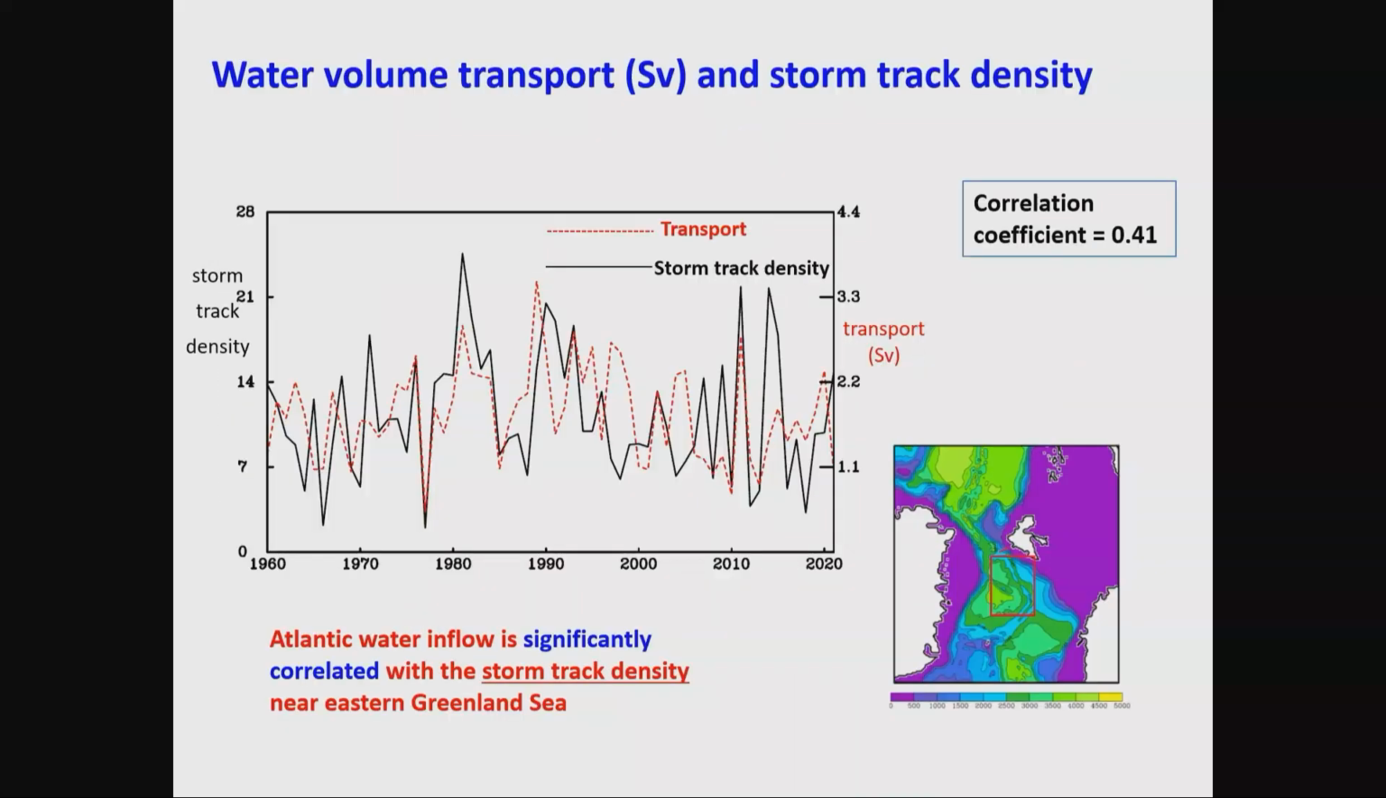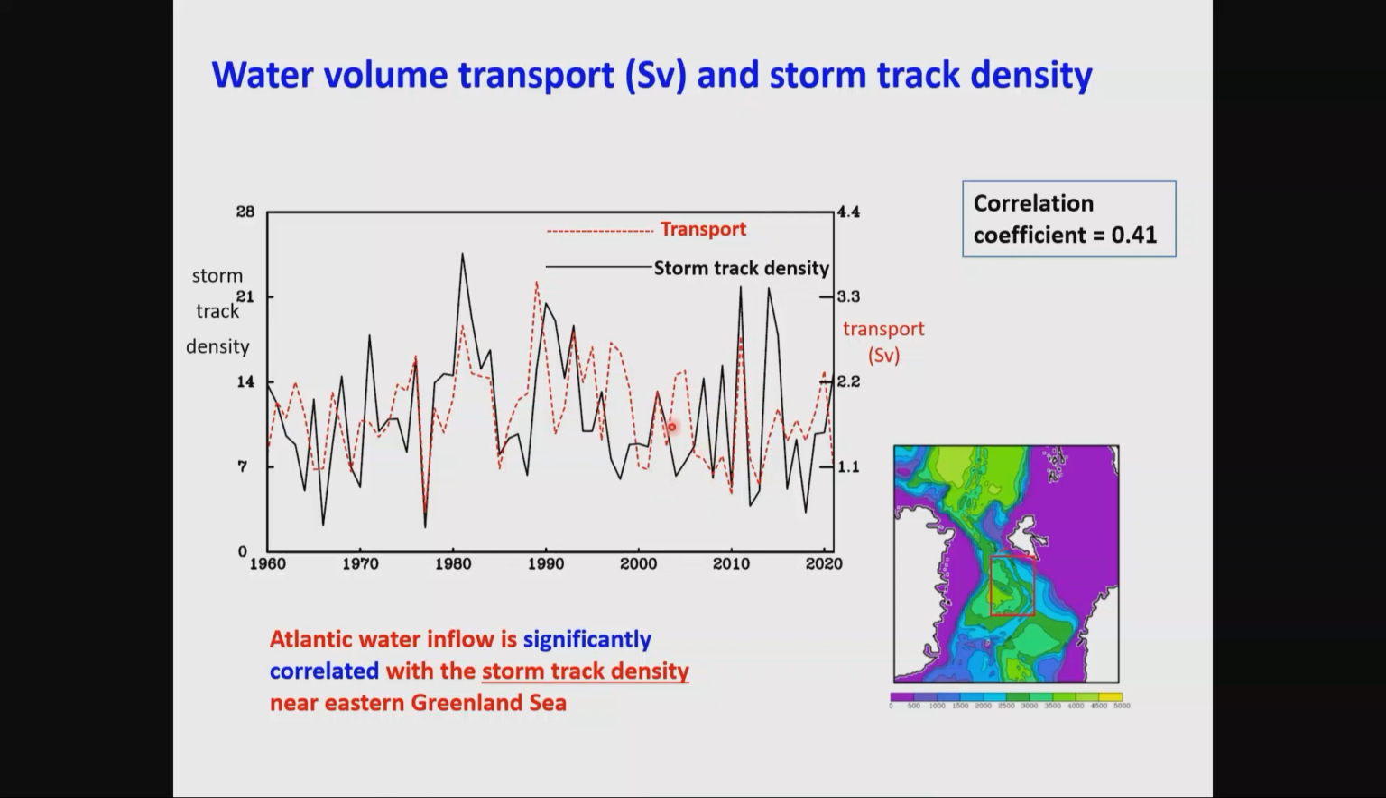So we select a box in the Greenland Sea to compute the average storm track density. The black line is the average storm track density, and the red line is Atlantic water volume transport. We can see when there are more storms near Fram Strait, the transport tends to be stronger. When there are fewer storms near Fram Strait, the transport tends to be weaker.